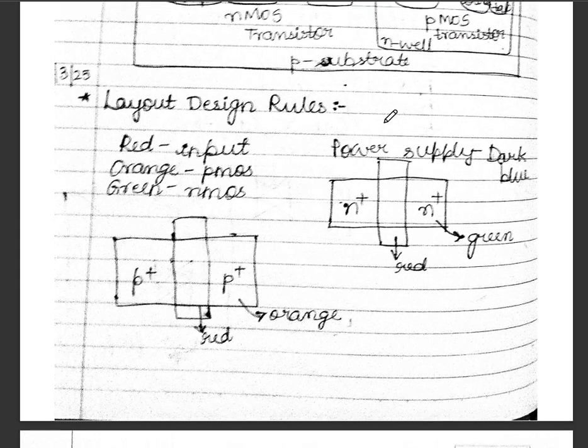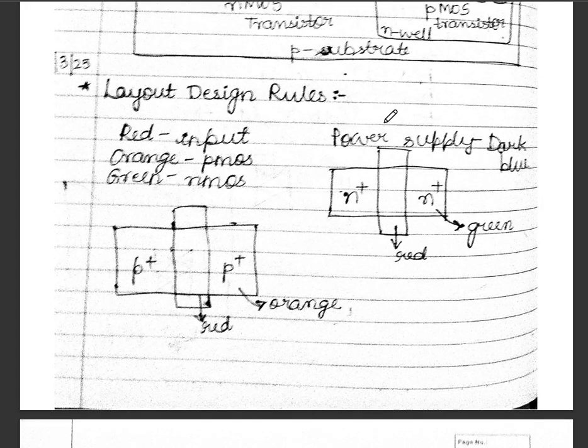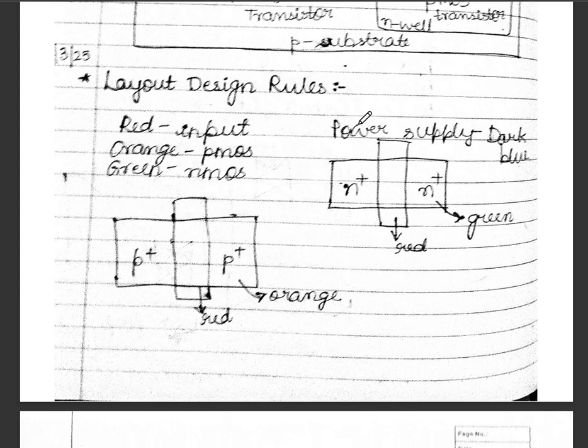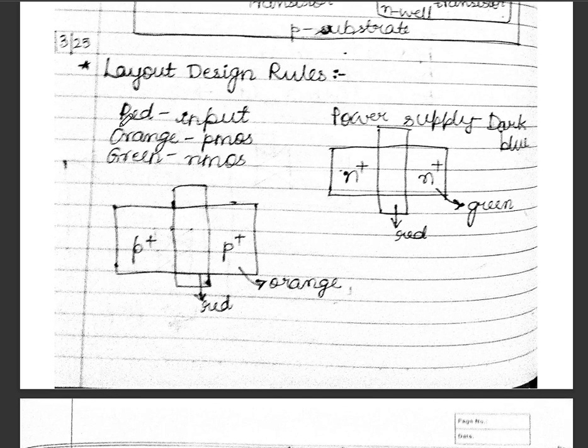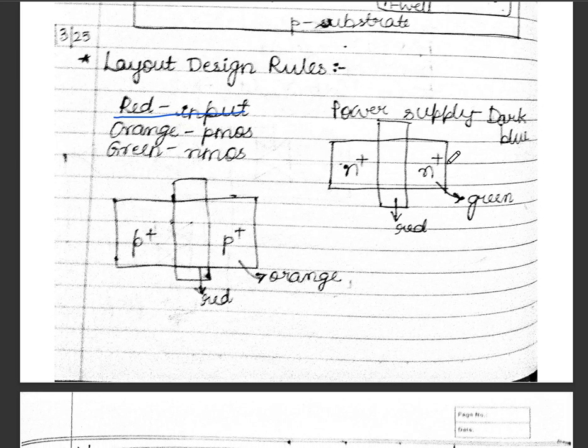Next are the layout design rules. Layout design rules are also called the lambda based rules. There are many rules in the layout design rules. So it is mainly based on the lambda rules. The color code convention is red for input, orange for PMOS and green for NMOS. And for power supply, the convention is a dark blue line.